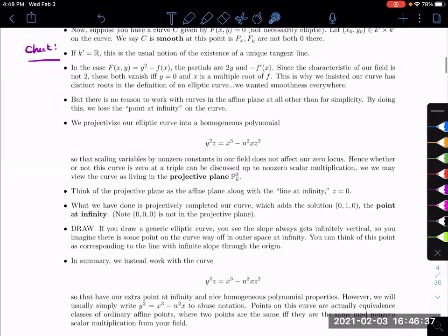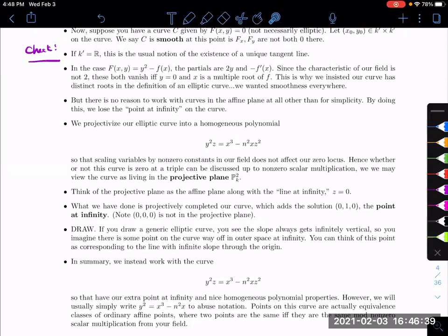Okay, so basically we're projectivizing our curve, which adds a solution at infinity, which is this point here. But I'm not going to write this from now on. From now on, I will simply write y squared equals x cubed minus n squared x, but we will all agree that I mean actually the projective version of it, okay?